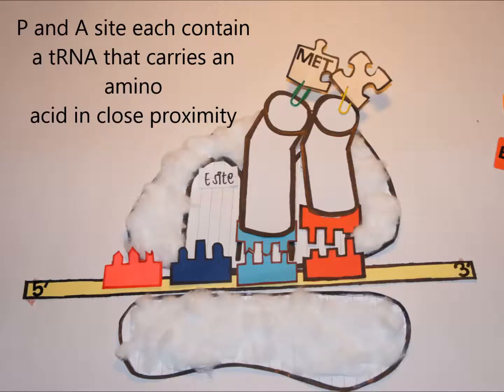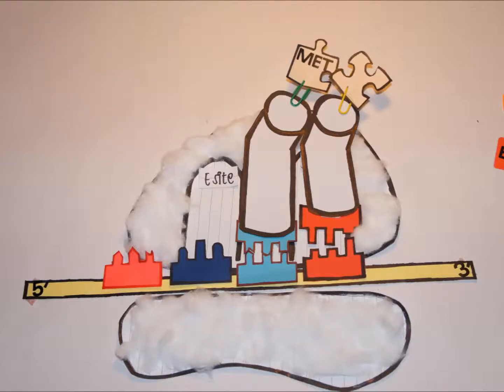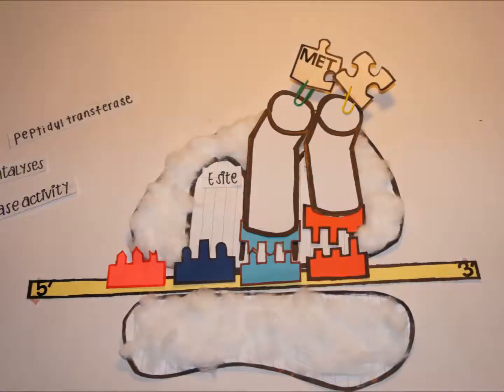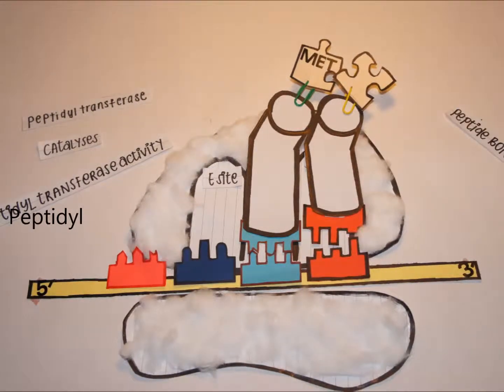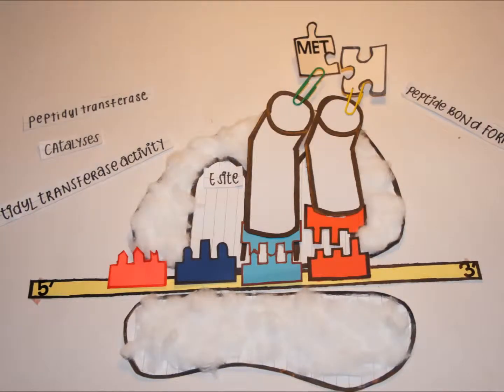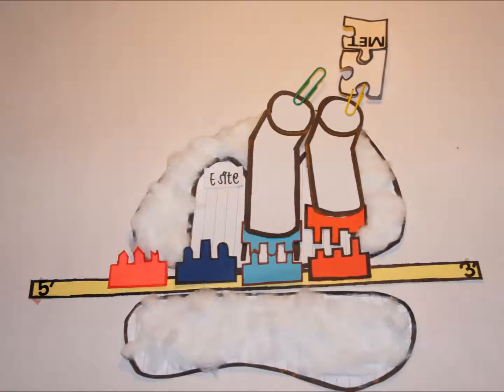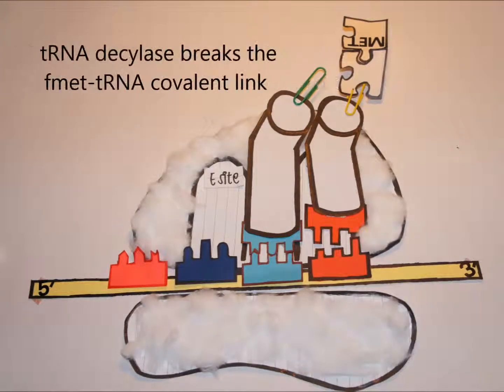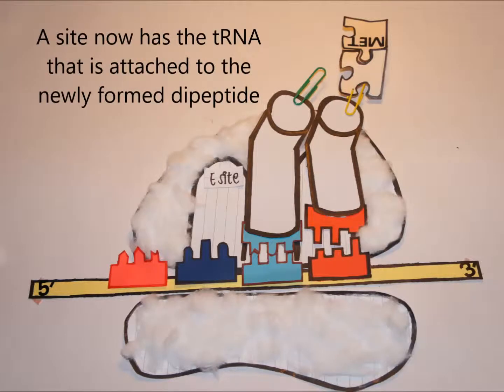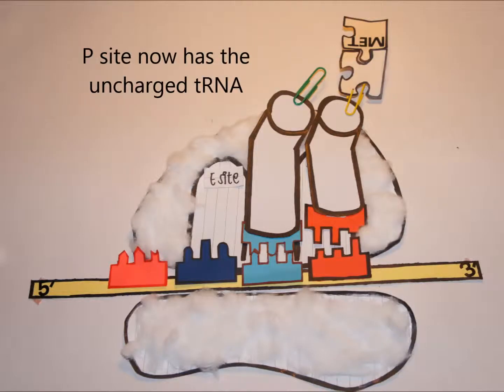Currently, both the P and A sites each contain a tRNA that carries an amino acid, and they are in close proximity. Peptidyl transfer activity catalyzed by peptidyltransferase of the 50S subunit occurs, causing the formation of a peptide bond between fMet and the second amino acid. tRNA deacylase breaks the fMet-tRNA covalent link, and the A site now has the tRNA that is attached to the newly formed dipeptide, whereas the P site now has the uncharged tRNA.